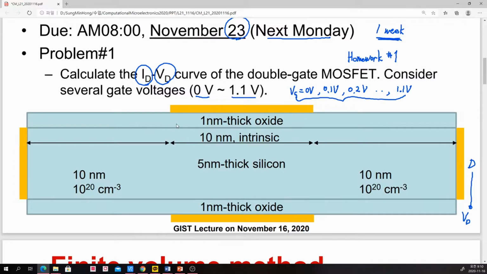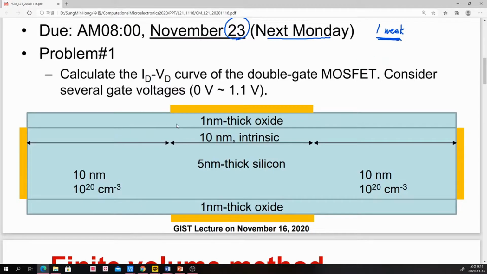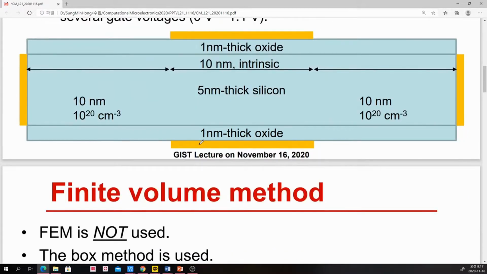Do you have any questions about this homework problem? This is quite closely related with our final presentation. It will be the basis for your final presentation.